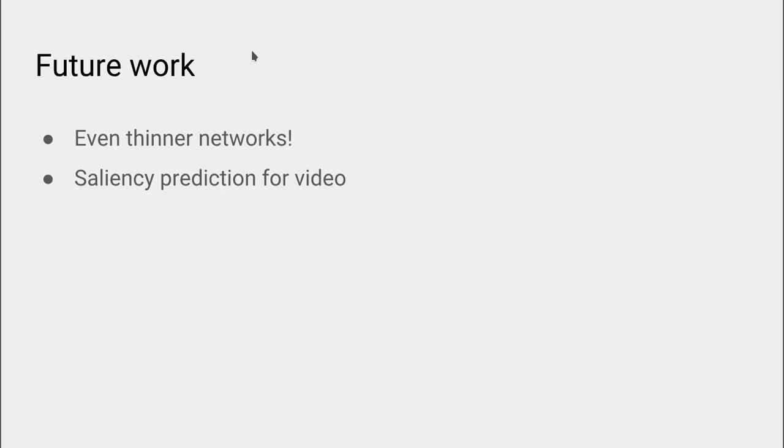Saliency prediction for video is also a problem to be explored. The main concepts of the work may be applied in order to obtain a real-time model for application in robotics, for example.